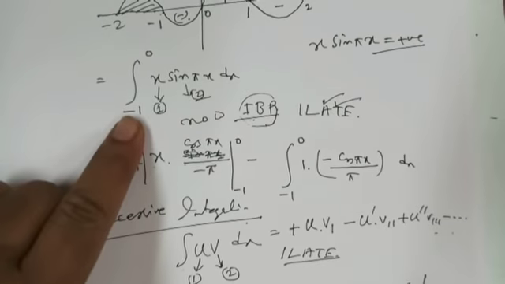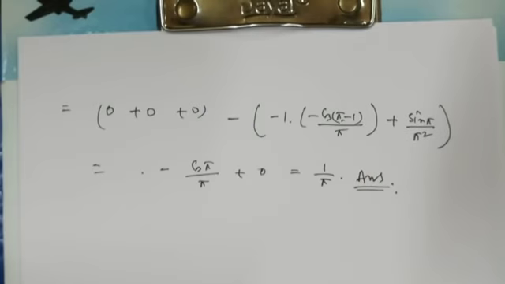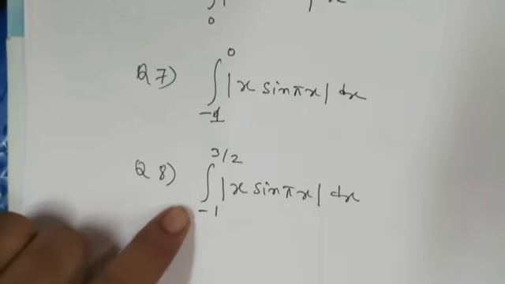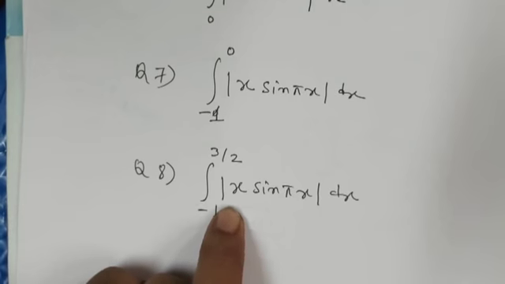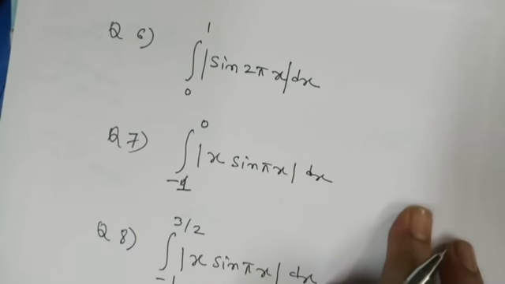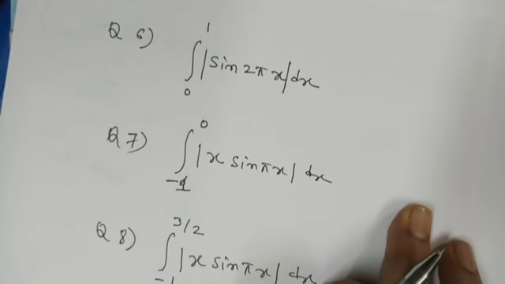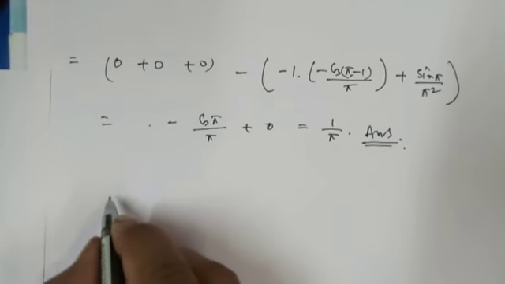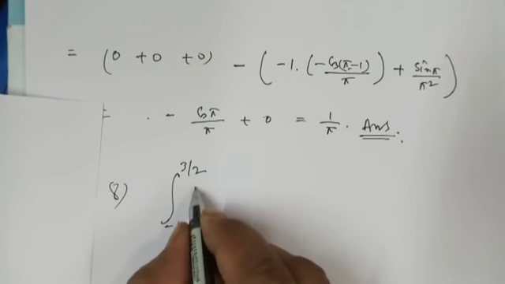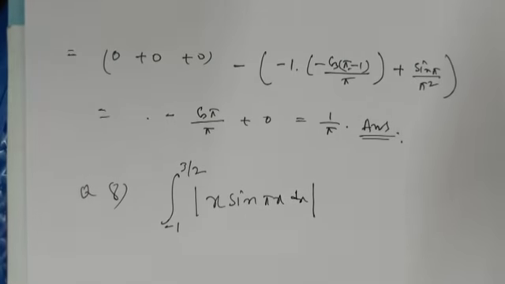Now putting here lower limit -1 and 0 is the upper limit. Next, question number 8: integral from -1 to 3/2 of mod of x sin pi x dx. The integrand function is the same, but the limit is a little different, just slightly different.